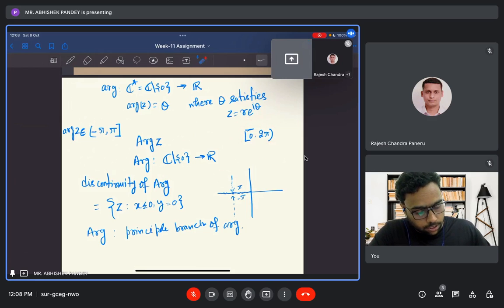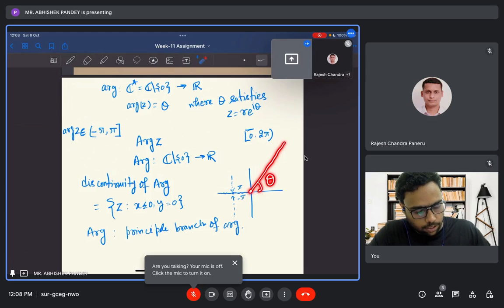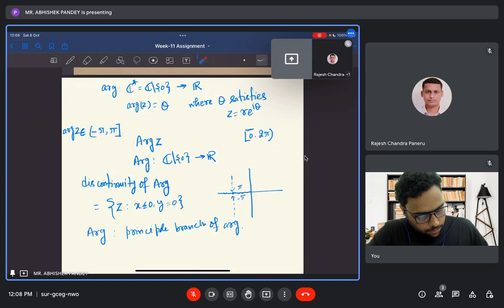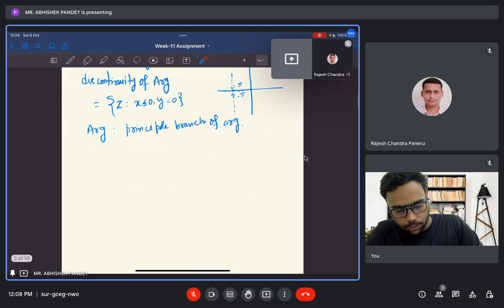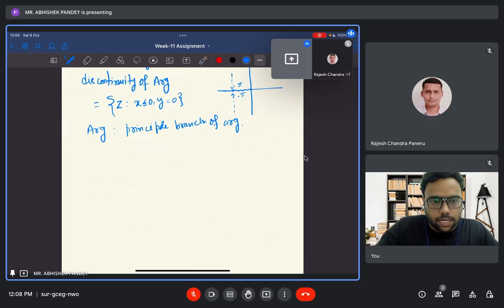In general, this discontinuity line will be a ray from the origin making angle theta, where the interval is theta to theta plus 2 pi. I hope it is clear now. If you understand the branch of the argument, you can define the branches of logarithm and other things.